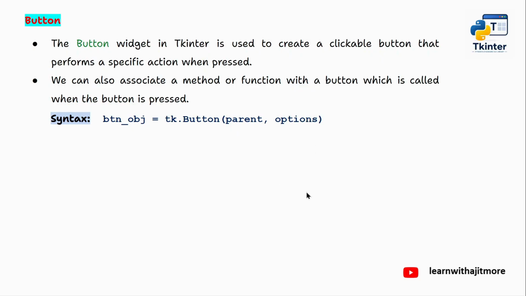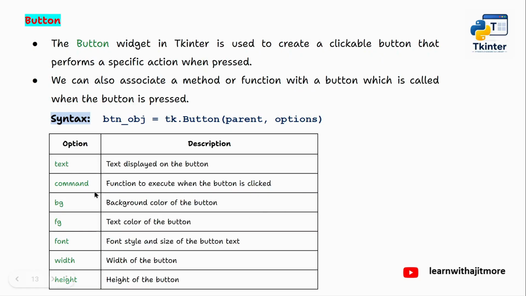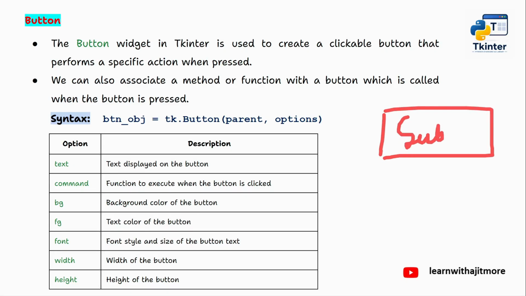Now, what different options are there? I'll tell you. One basic option is text. Whatever you give to text will be seen as a label or caption on the button. Like if I give text equal to double quote submit, then on the button, what will be the label? Submit.